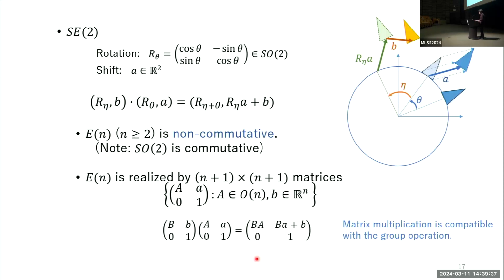In this way, SE(n) or E(n) in general can be expressed by matrix notation of dimension n+1. This is very convenient and I sometimes use it. It may not be used so often, but it is very popular in the literature.